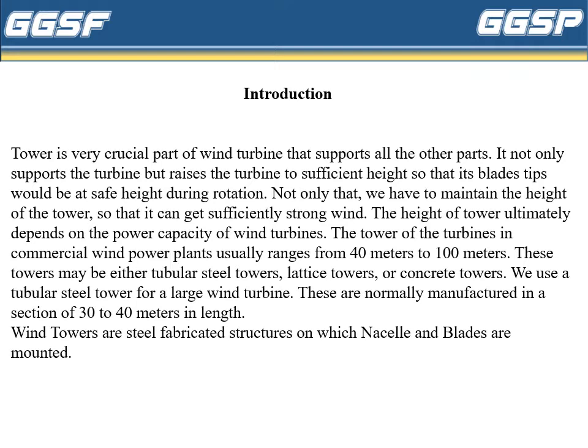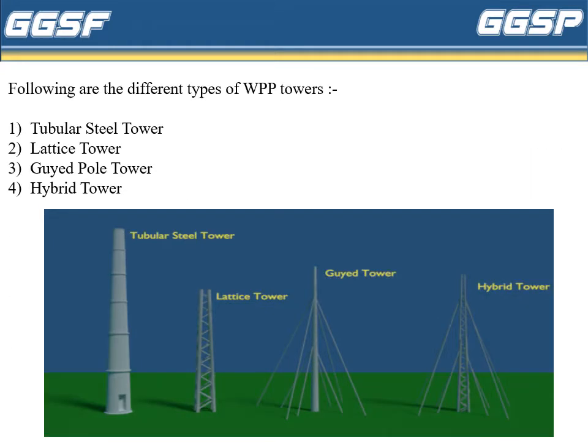The towers of the turbines in commercial wind power plants usually range from 40 to 100 meters. These towers may be either tubular steel towers, lattice towers, or concrete towers. We use a tubular steel tower for a large wind turbine. These are normally manufactured in sections of 30 to 40 meters in length. Wind towers are steel fabricated structures on which the nacelles and blades are mounted.